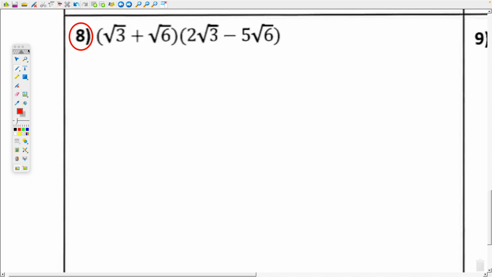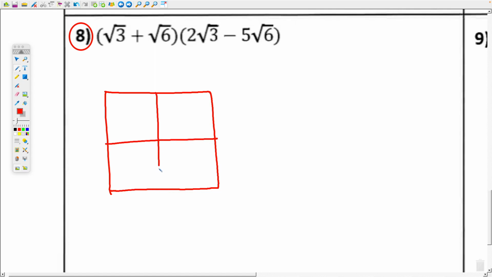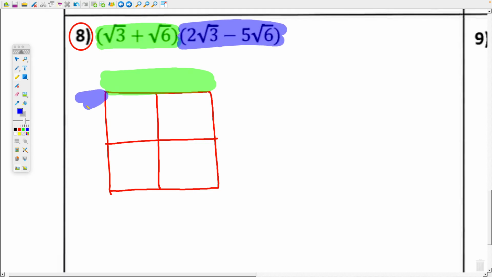For some reason, my brain sometimes gets mixed up when I'm doing all that distributing with radicals, because I forget what's in the radical and what's outside the radical. That's the only reason why I prefer doing the box. Draw your box, and then the things that you're multiplying are going to go top and side. So that means like this here, I'm going to put here. And then this here, I'm going to put here. Got it? Yes? All right.